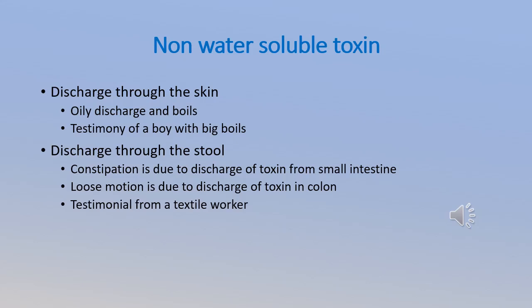When discharged through the stool, some people experience constipation. Some people experience loose motion. Constipation is detoxification in the small intestine, because it needs to rub the wall of the small intestine, so the stool becomes hardened. Then in the colon, it is watery and discharged through the colon, and then you have loose motion. So both constipation and loose motion are due to detoxification.